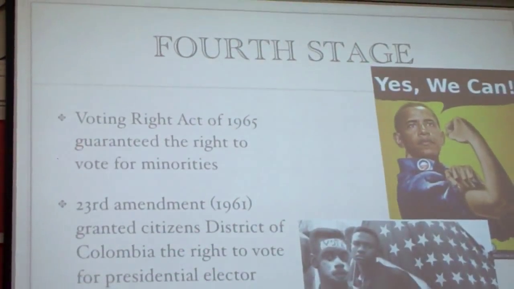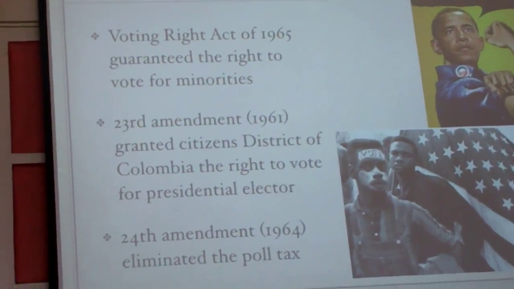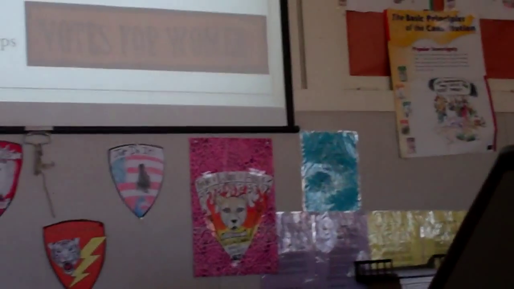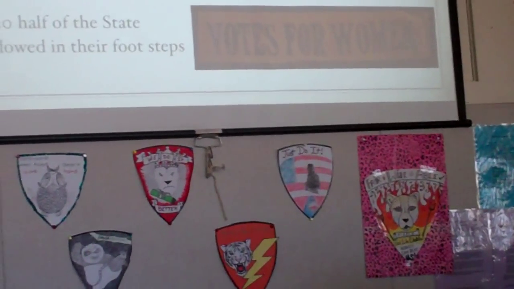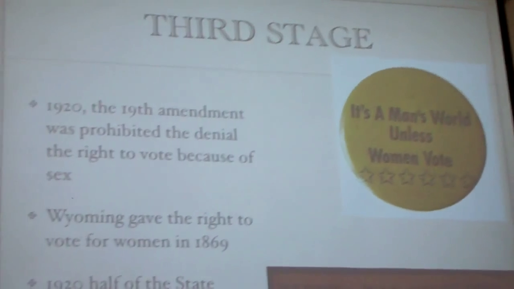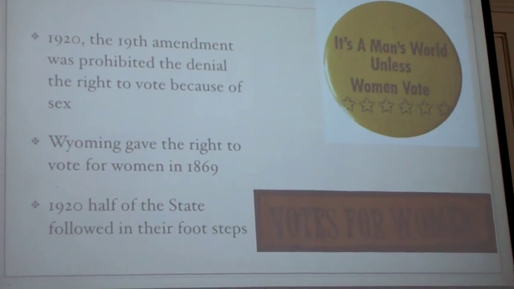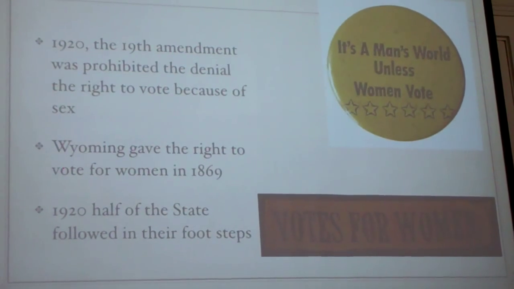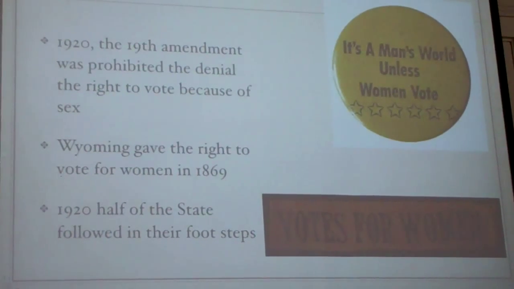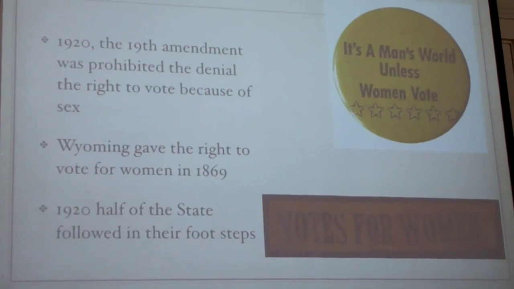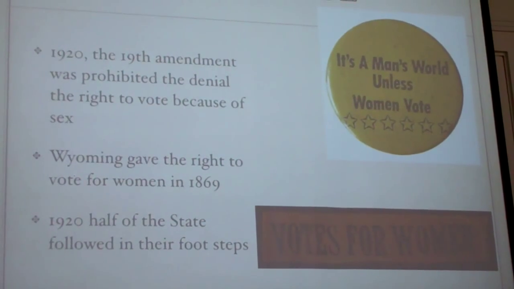The third stage, voting rights. The third stage, 1920. The 19th Amendment prohibited denying the right to vote because of sex. Wyoming gave women the right to vote in 1869. By 1920, half of the states had followed in their footsteps.